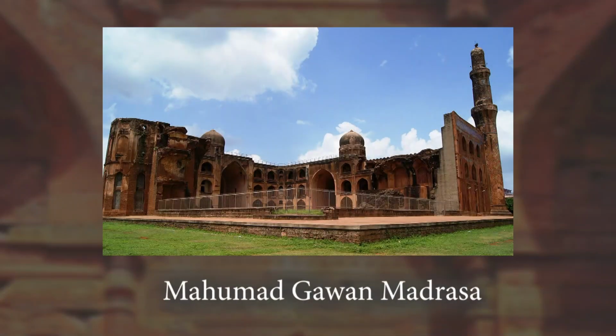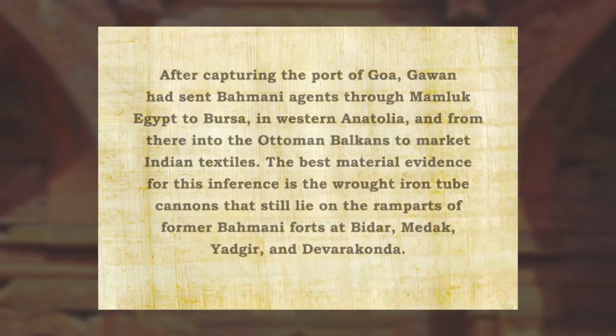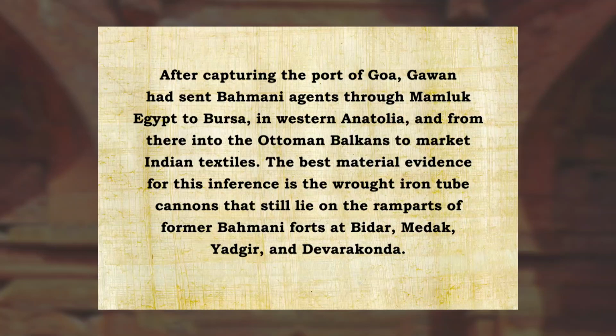Mahmud Gawan maintained close commercial and diplomatic relations with both Mamluk Egypt and the Ottomans. After capturing the fort of Goa, Gawan had sent Bahmani agents through Mamluk Egypt to Bursa in western Anatolia, and from there into the Ottoman Balkans to market Indian textiles. The best material evidence for this inference is the wrought iron tube cannons that still lie on the former Bahmani forts at Bidar, Medak, Yadgir, and Devarakonda.